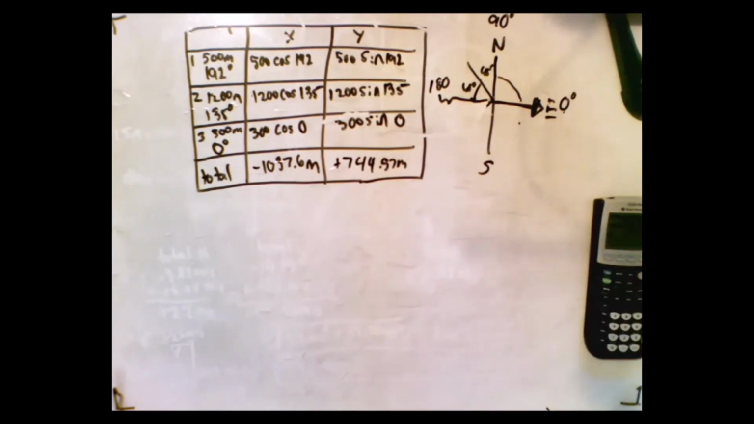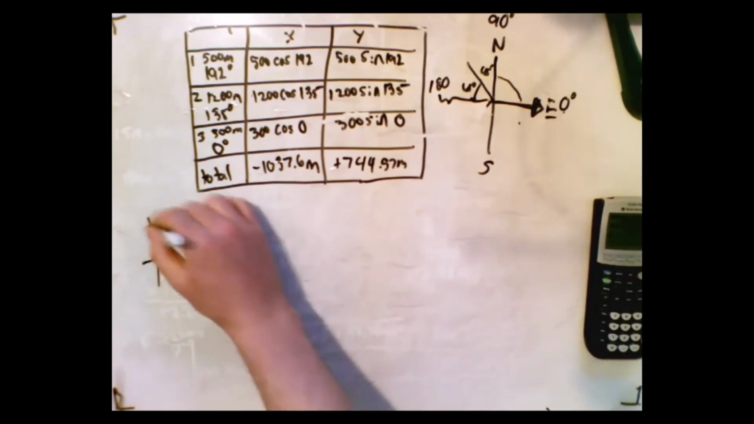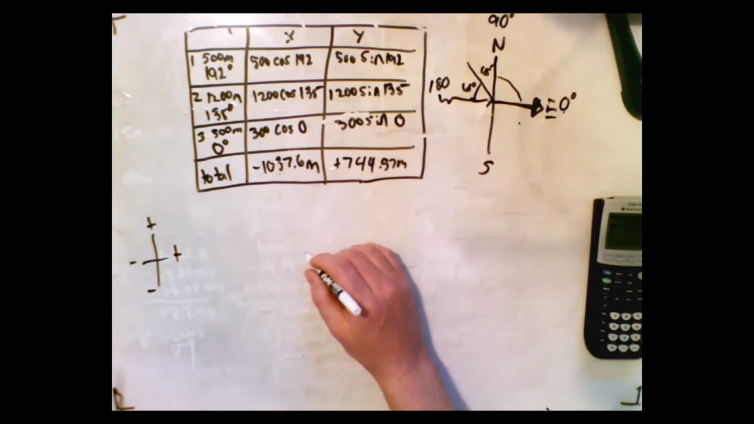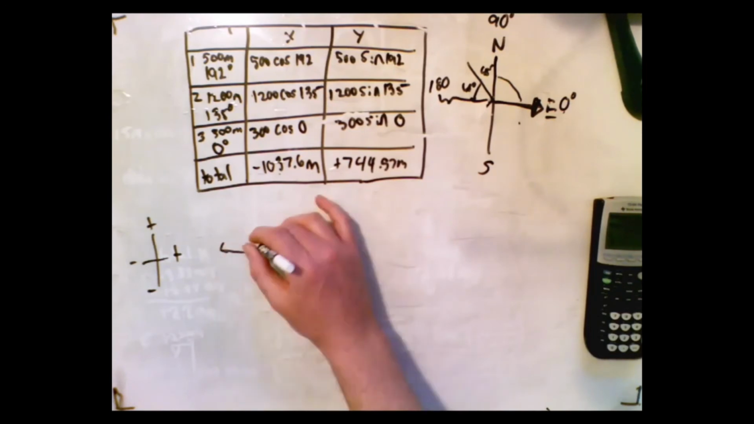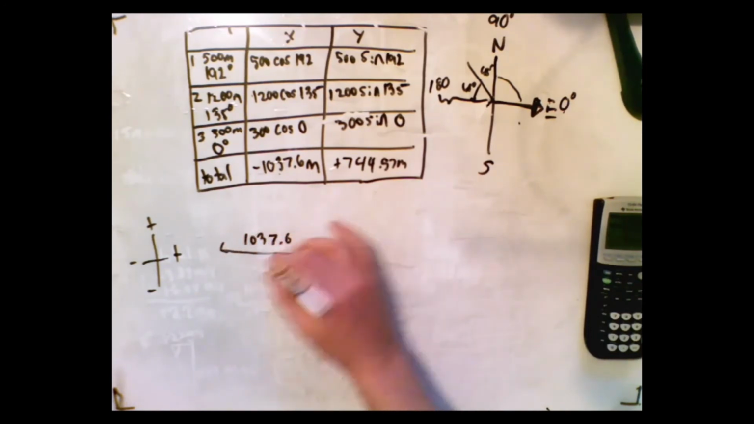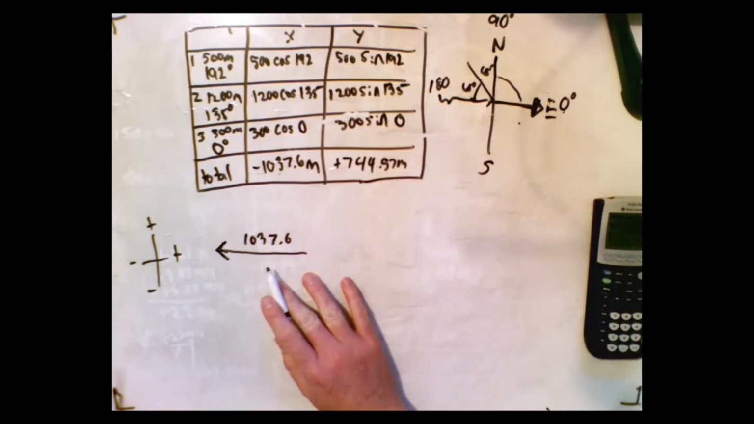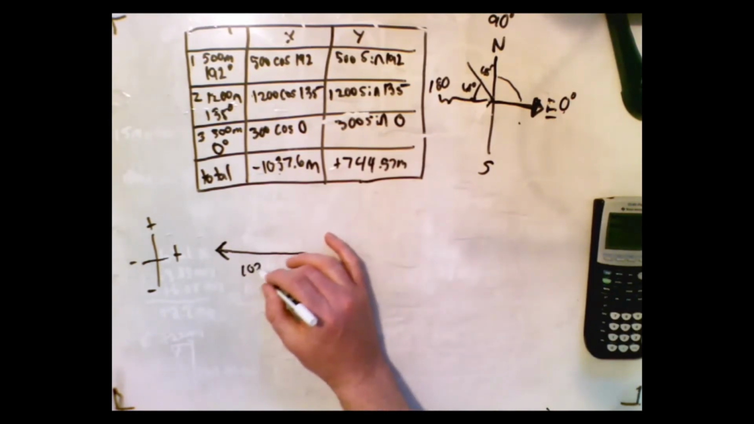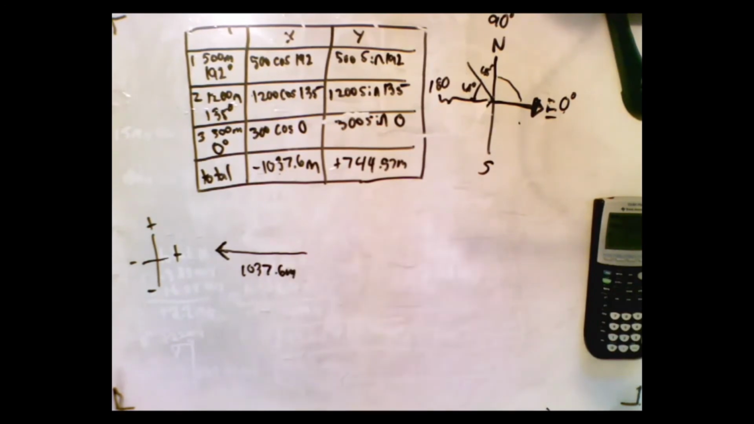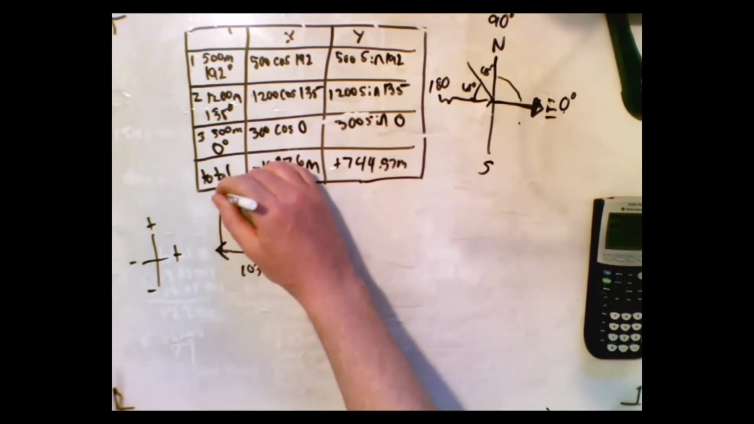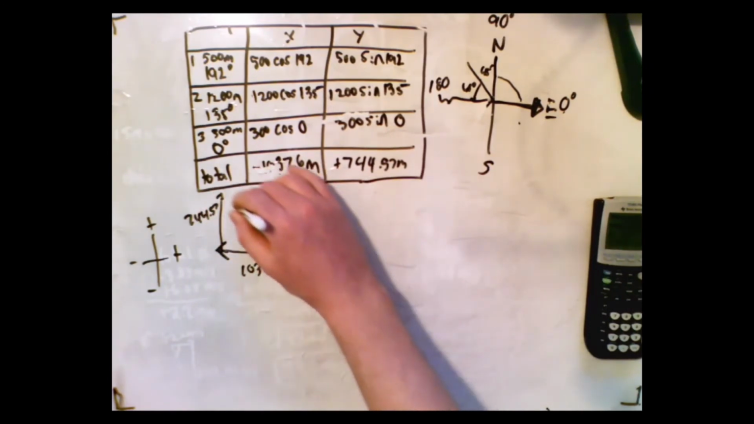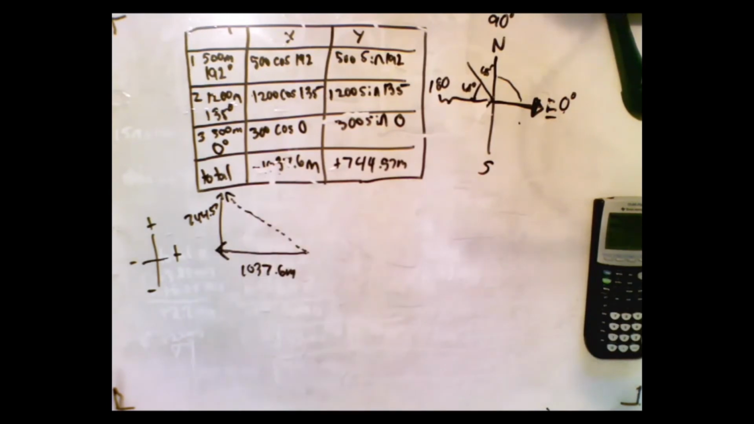Okay, so remember that up and to the right are positive, down and to the left is negative. So my x is negative, so I want to draw it as 1037.6, and I want to draw it to the left because it's negative. Oops, this one's positive, so I'm just going to switch this. So 744.57, so it's going to go up. And remember, don't have any positives or negatives on there. It's just going to throw you off in the long run.